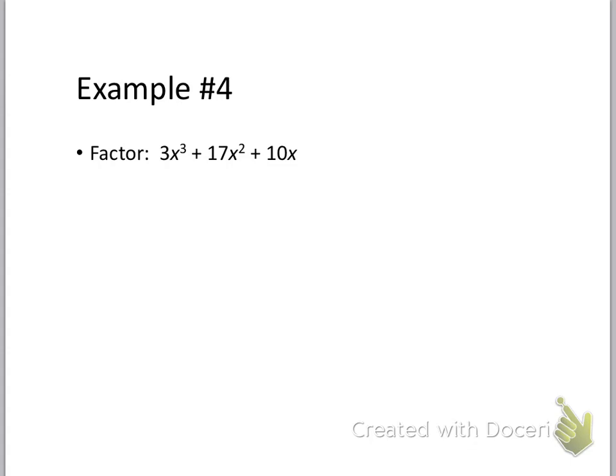Alright, if we look at this problem, ladies and gentlemen, you notice that it's not ax squared. So the first thing I start thinking about is, is there a GCF? Remember, the first thing you should always check for is a GCF. And in this case, we have a GCF of x. So I factor out the GCF. And now I see I could try a factor sum table. Let's see if it'll work.